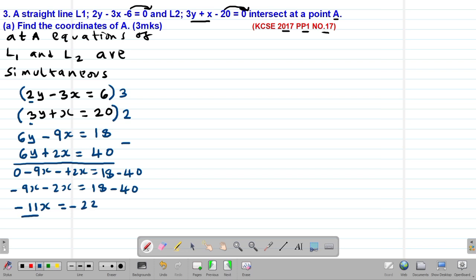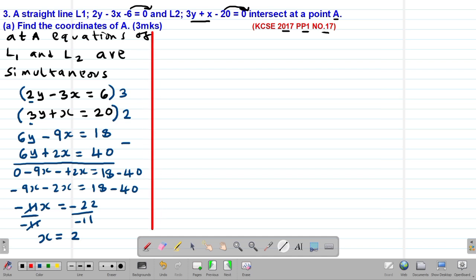Then if I divide through by negative 11, I also divide through by negative 11. So I'll end up with 11 and 11 cancelling out. Therefore, the value of x will be equal to positive 2.